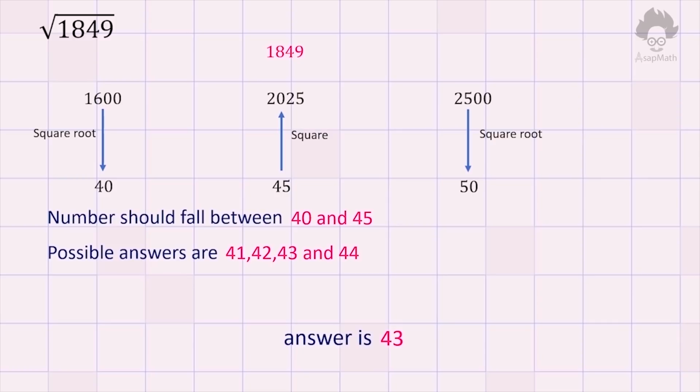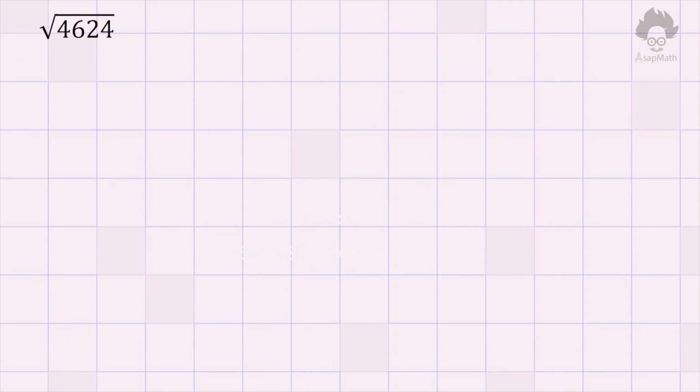Moving on to the next example. Square root of 4624. Take the number 4624. Now remind the note 1 and identify which numbers 4624 falls between. 4624 is greater than 3600 and less than 4900. So, the square root of 4624 is a number between 60 and 70.